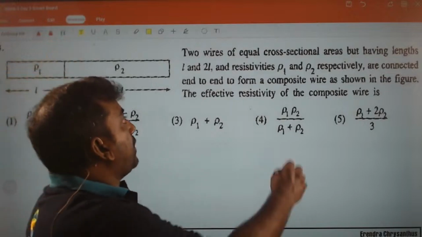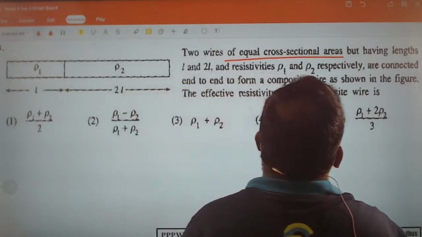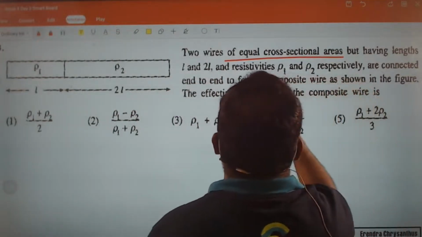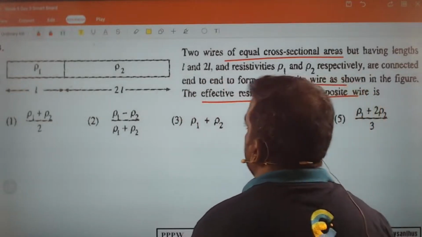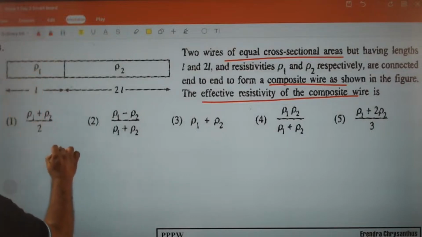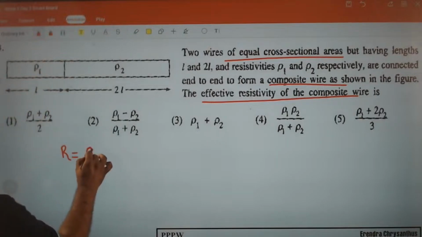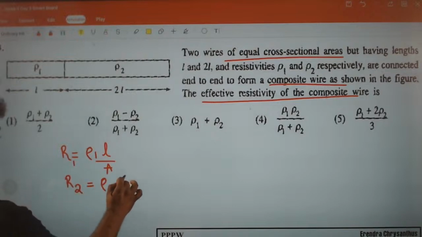Two wires of equal cross section but having lengths L and 2L and resistivity ρ1, ρ2 respectively are connected end to end to form a composite wire as shown in the figure. The effective resistivity of the composite wire is. So here R1 is equal to ρ1 L over A. R2 is equal to ρ2 2L over A.